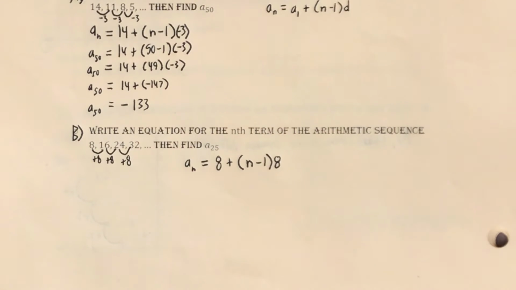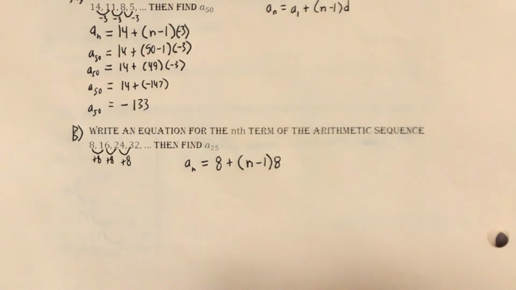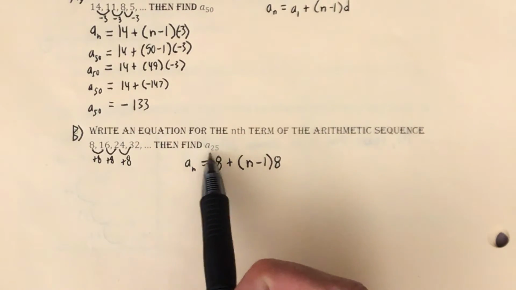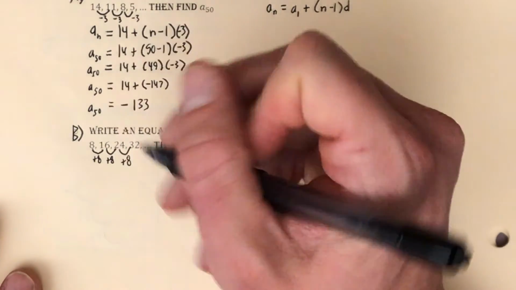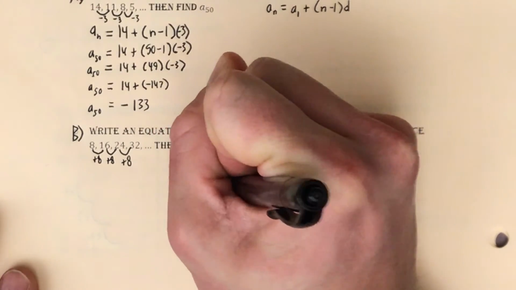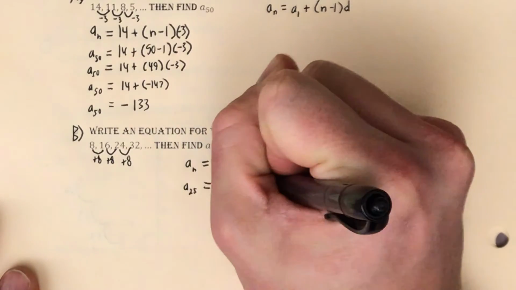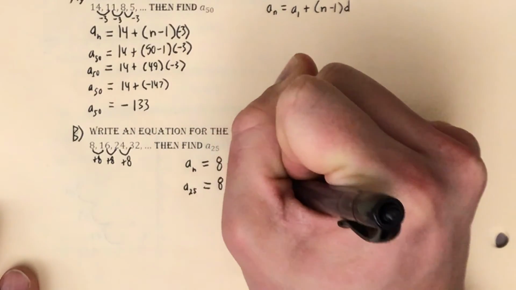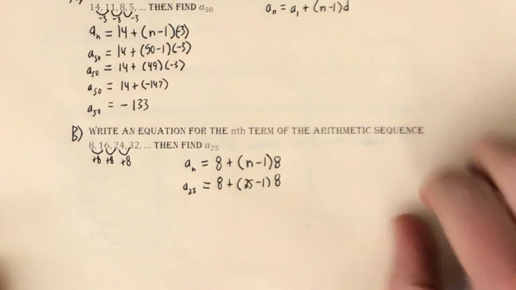Now that tells me that I could go in and figure out any term in this arithmetic sequence. All I need to know is, what does n stand for? Well, they've told us that they want us to find it for a of 25. So n stands for 25. So let's plug that information in. a of 25, because n stands for 25, equals 8 plus, again, n is 25, minus 1 times 8.